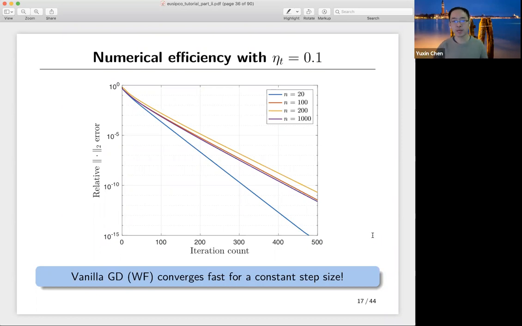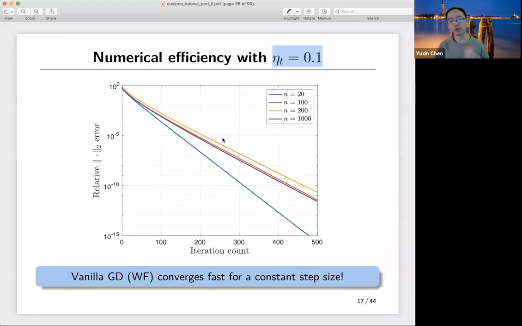For all the experiments here, I'm taking the step size to be 0.1, regardless of the dimension of the problem. Now, if you look at all the numerical plots, you see that the behavior of the algorithm is roughly the same, except for the case n equal to 20, but once n exceeds 100, the behavior is roughly the same. So numerical experiments suggest that maybe the algorithm actually converges quite fast, even when a constant step size is employed.